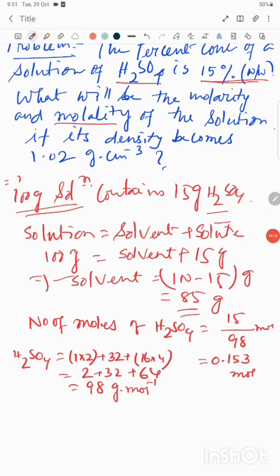So you can see we got the number of moles of solute and amount of the solvent, 85 gram. Now we will go for the calculation of molality. We will write only the two terms again.